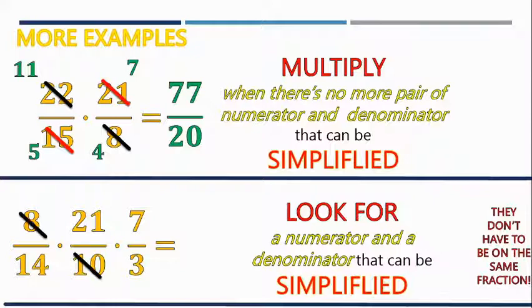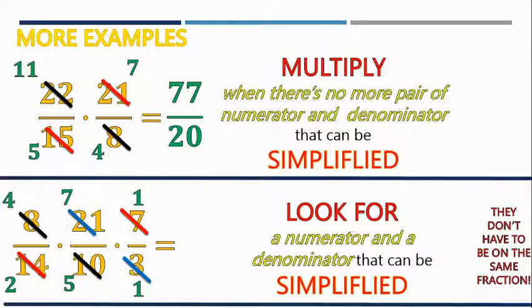So first, I have 8 and 10. Because both of them are divisible by 2, after dividing them by 2, I got 4 and 5. The next pair is 7 and 14. So we have 7 and 14 are divisible by 7. So after dividing them by 7, that's 1 and 2. And the last pair is 21 and 3. So after dividing them by 3, I got 7 and 1.